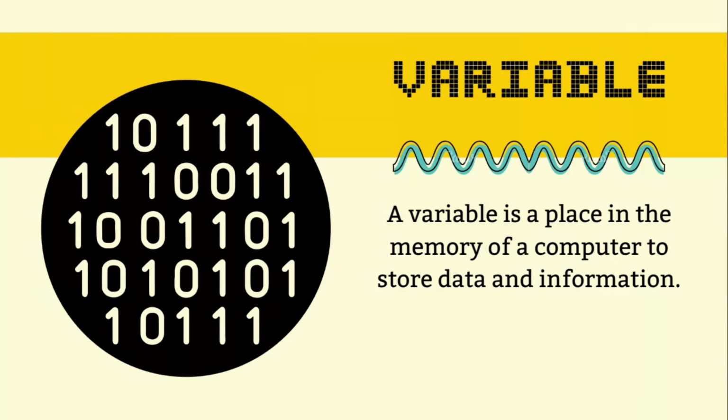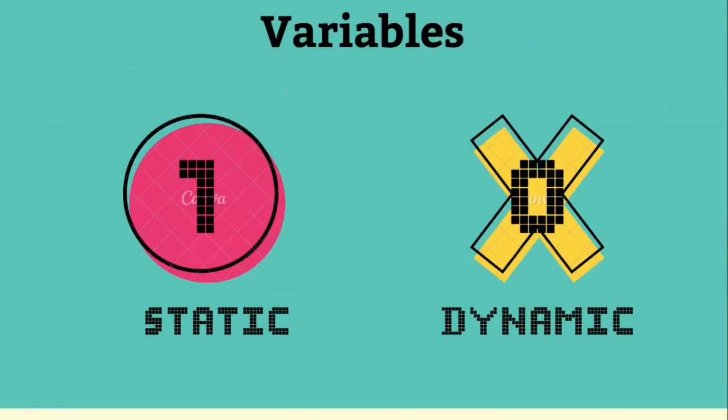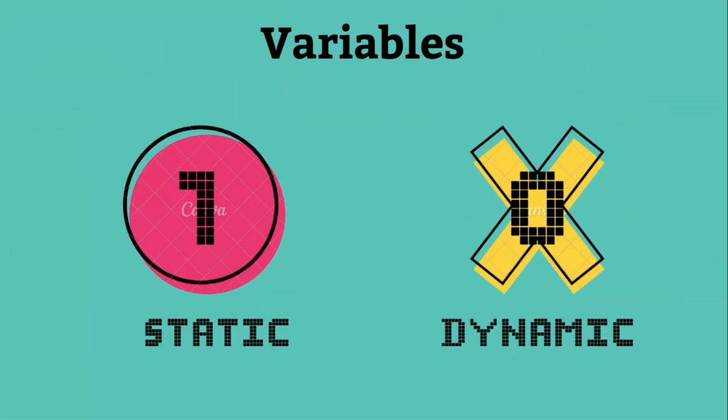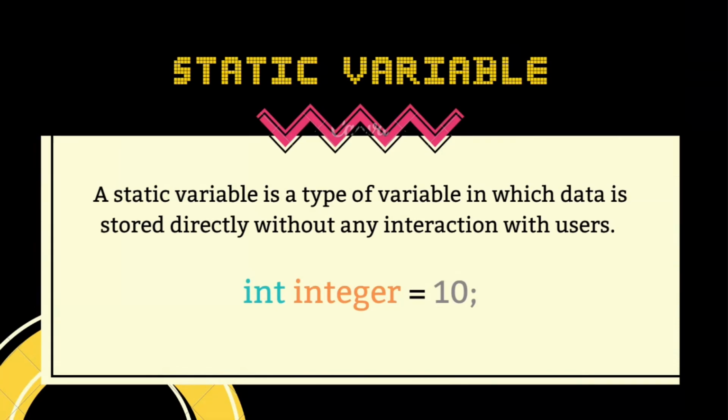Just to recall, a variable is a place in the computer's memory that stores data. Variables are divided into two main types: static variables and dynamic variables. A static variable is a type of variable in which data is stored directly without any interaction with users. In this example, our integer variable has an int data type and the number 10 is stored directly.